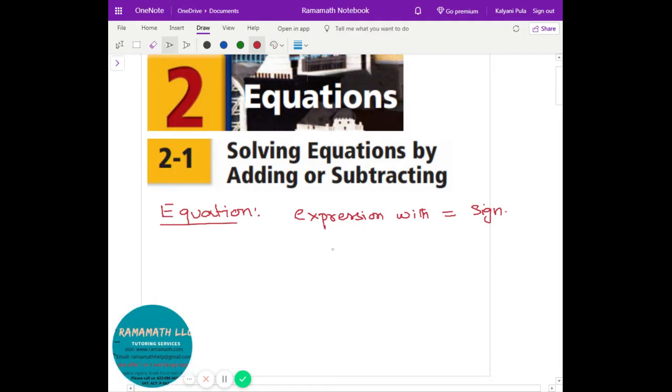So in the last chapter, we learned about the expression, like combining like terms. We did order of operations. We did all of the stuff. So we're going to put it together in terms of the equation. Let's say x minus 10. So this is an expression. But I want to make this one an equation.